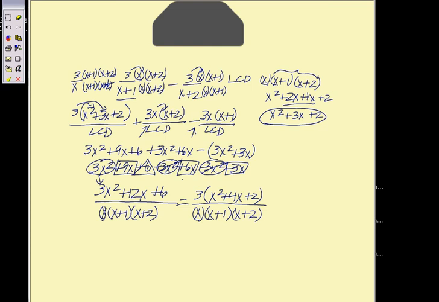Another issue with this one in particular is we need the restriction. So I take each term of the LCD, set each term equal to 0, and solve for x. So our restrictions are x cannot equal 0, -1, -2.